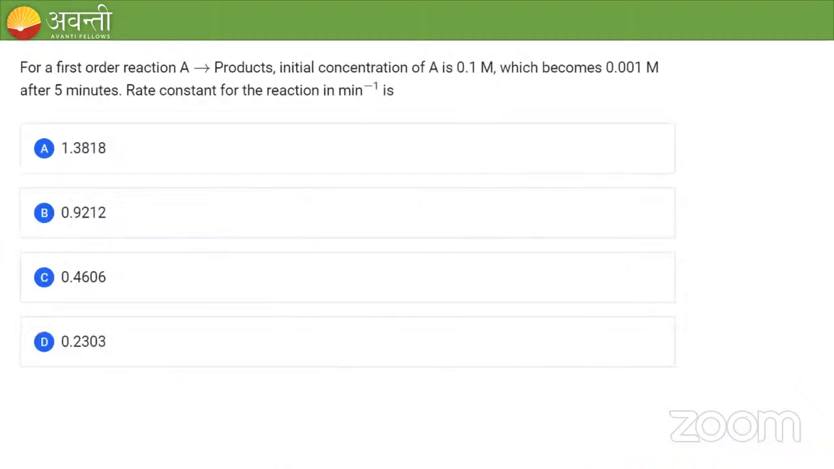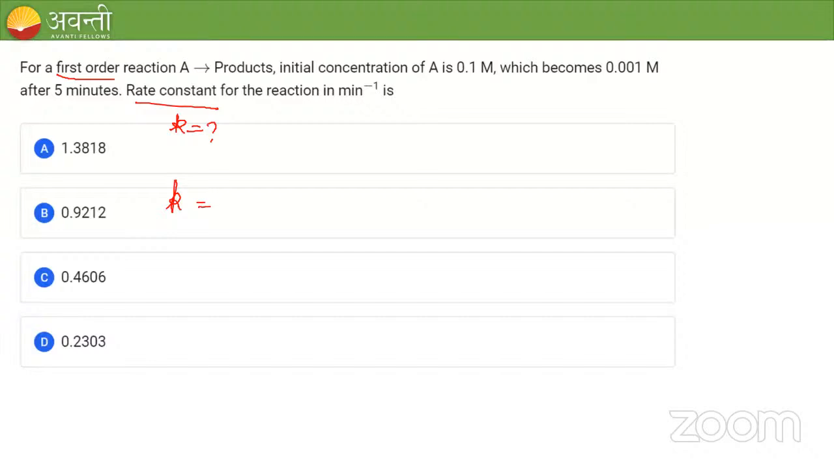The next question is, for a first order reaction, A giving products, initial concentration of A is 0.1 molar, which becomes 0.001 molar after 5 minutes. Rate constant for the reaction in minutes is. So how to find out? The reaction is first order, we have to find out the rate constant K and the concentration values are given to us. So to find K for first order reaction, which relation do we have to use?